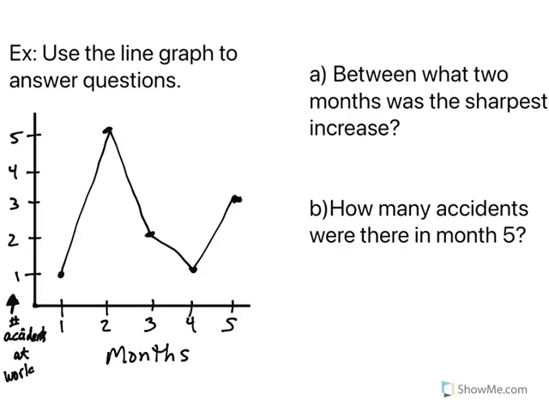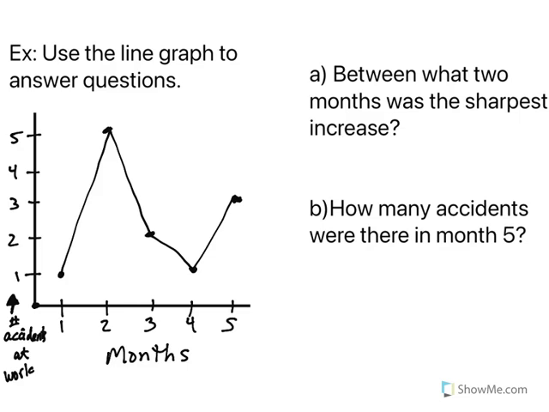All right, so we have months 1 through 5, and we have the number of accidents at work ranging from 0, because the axis would be 0, up to 5. So you can see from 1 to 2, we have this really sharp increase, and then it decreases from 2 to 3, decreases from 3 to 4, and then increases from 4 to 5. So between what 2 months was the sharpest increase?